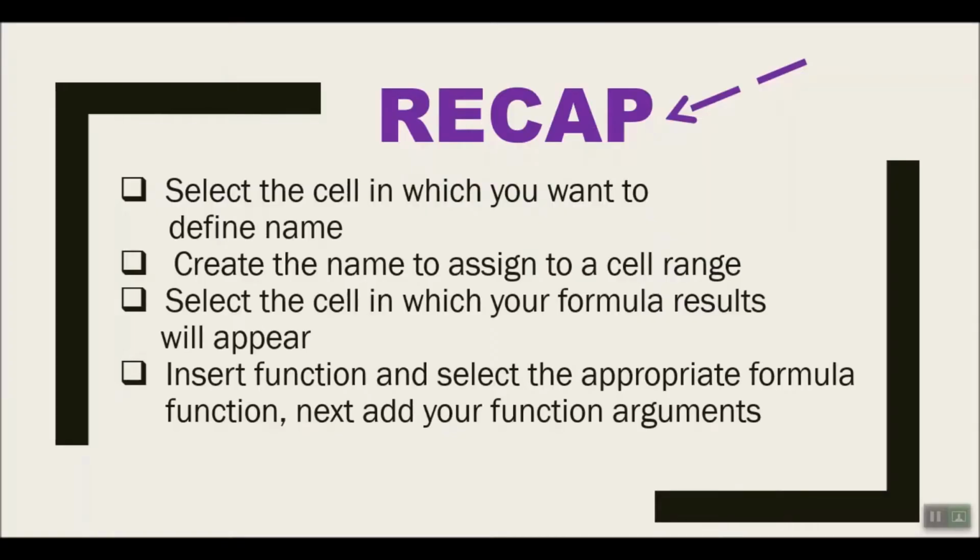Let's review what we just learned. First, you would need to select the cell in which you want to define a name. Next, create the name to assign to a cell range. Afterwards, you would select the cell in which your formula results would appear. Then you would insert the function and select the appropriate formula function and add your function arguments.